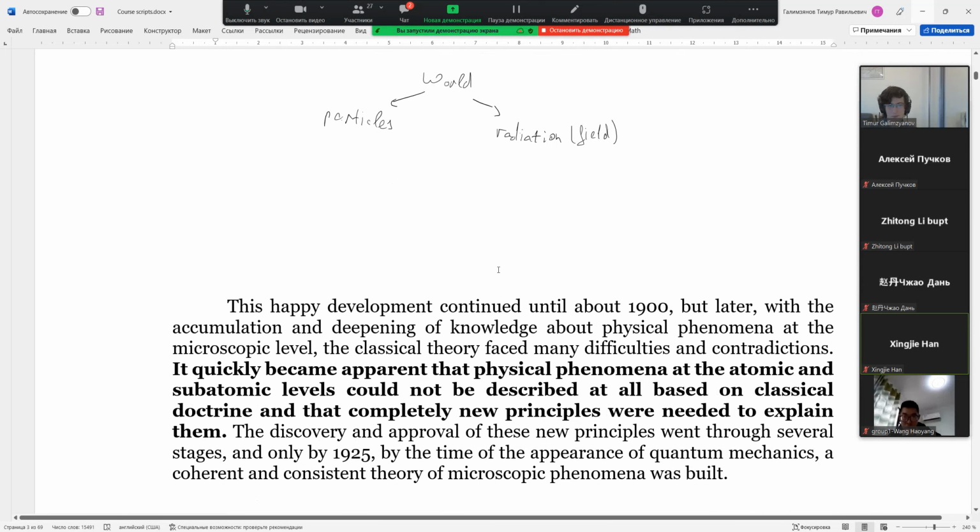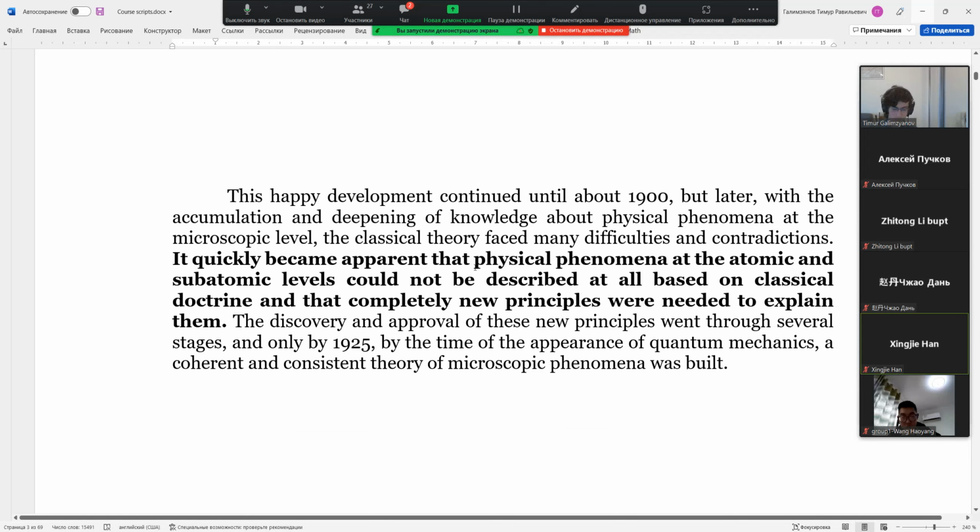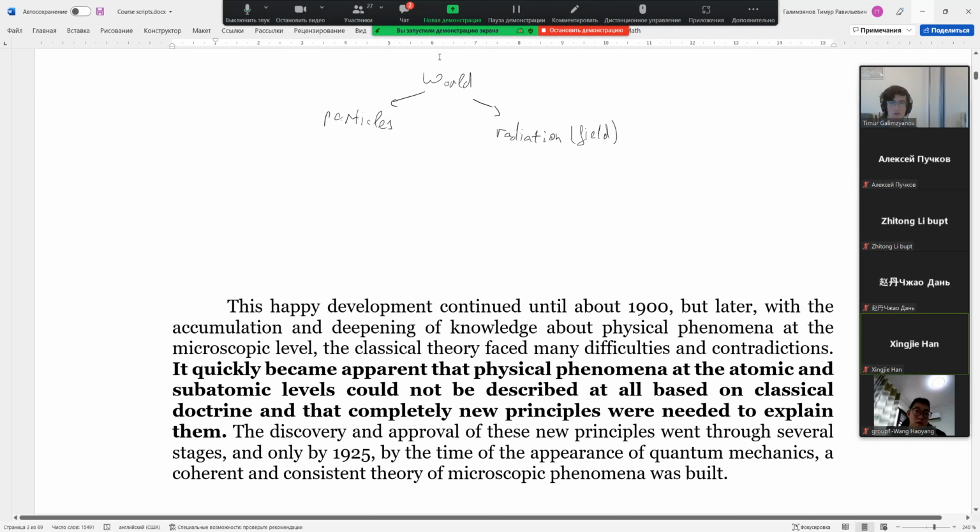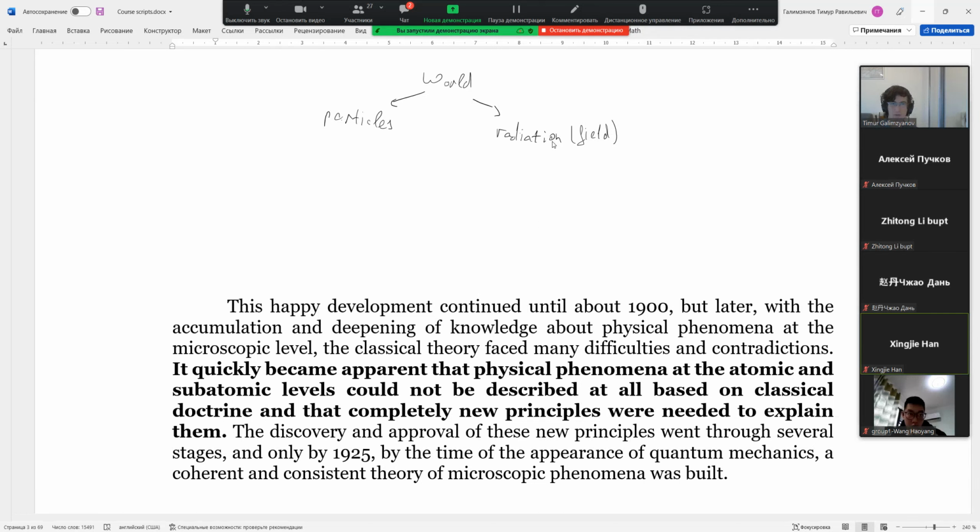So that happy development continued until about the beginning of the 20th century, until some experiments emerged that show that we cannot explain the world in this simple division of particles and radiation, and describe them using the deterministic concepts.